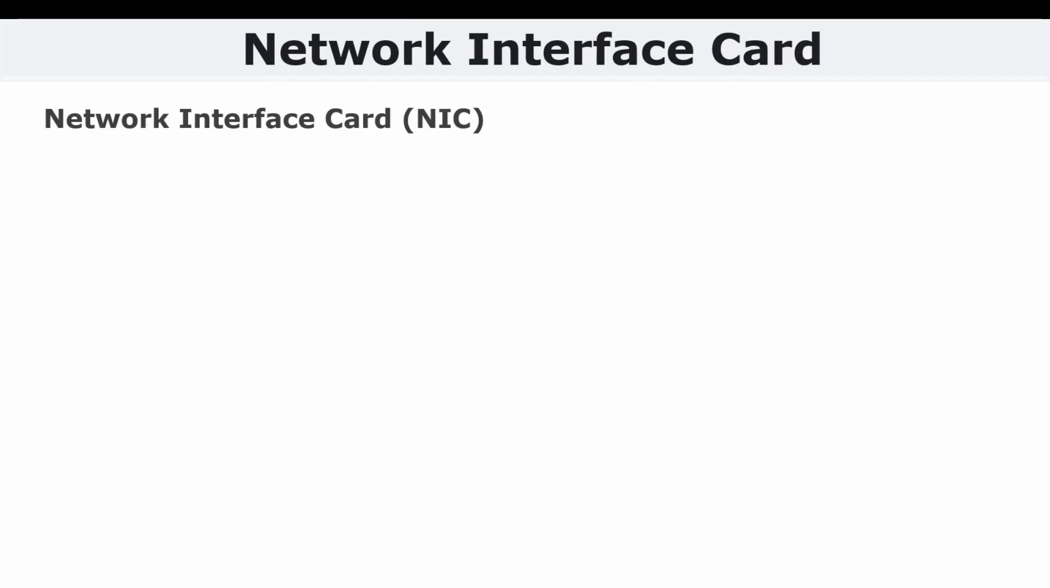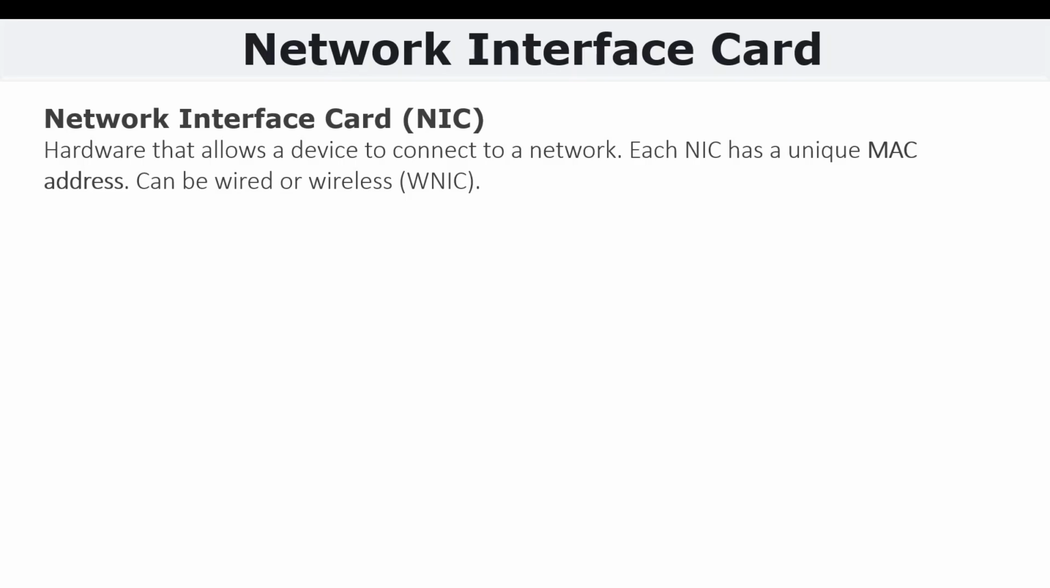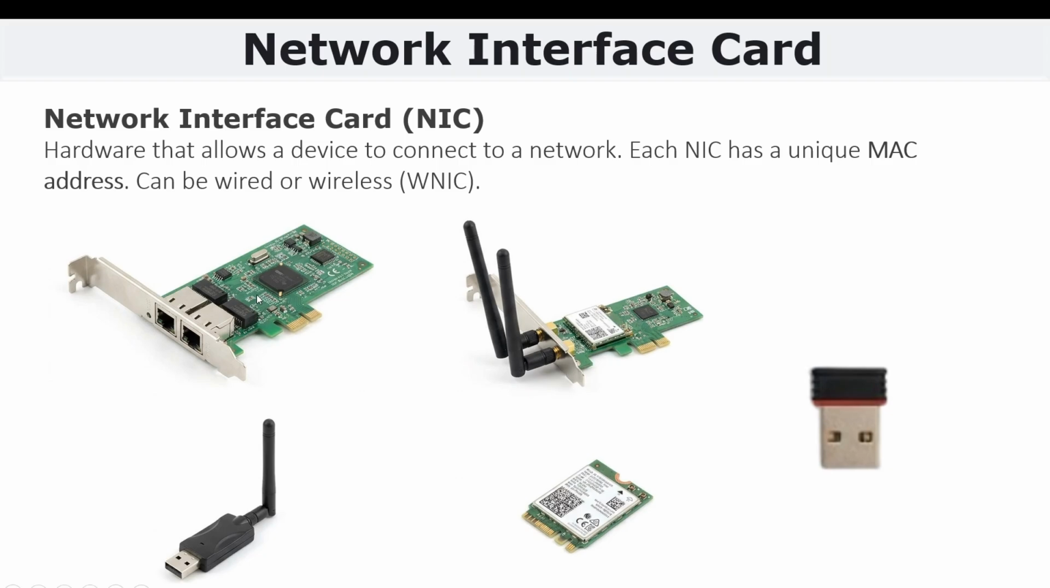For every network, there's a network interface card that allows the device to connect to a network, and each network interface card has a unique MAC address. Mostly there are two main types of network interface cards: the wired and the wireless, which is the WNIC. In this picture here, this is the wired one that has two ports, and the rest are wireless. All right.